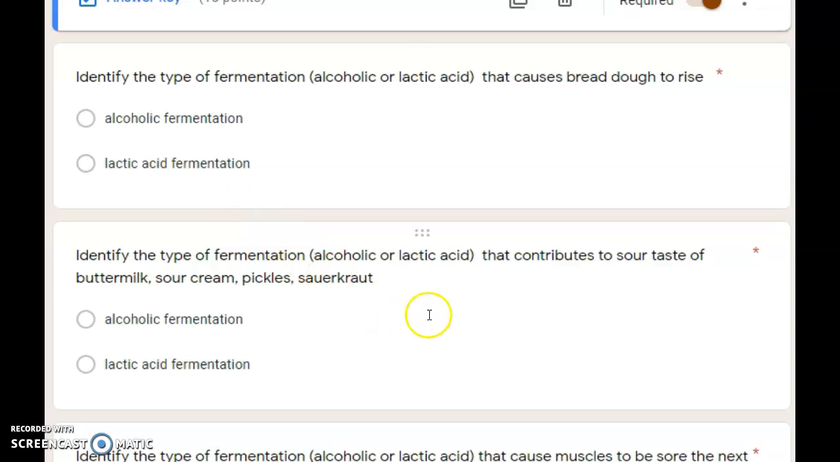Identify the type of fermentation that contributes to the sour taste. So if it's saying sour taste, buttermilk, sour cream, pickles, sauerkraut, that sour taste comes from lactic acid fermentation. Lactobacillus bacteria in yogurt are producing lactic acid that gives it the sour taste. Sour taste for buttermilk, sour cream, pickles. Sour taste is going to be lactic acid fermentation.